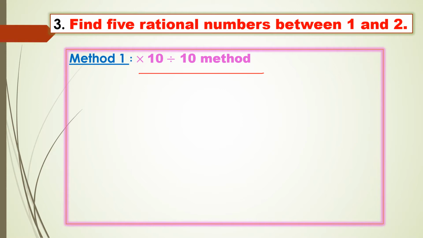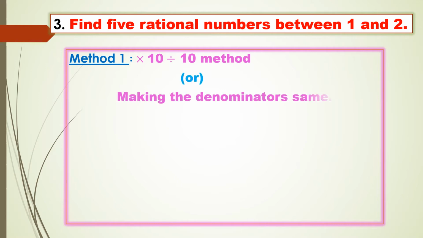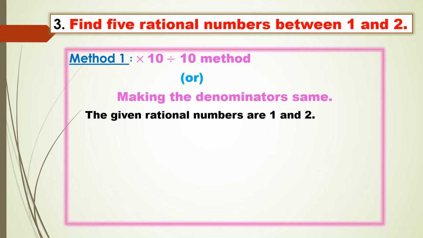You can take any number. Suppose I can take here 1 by 6, 2 by 6. I can take this denominator same like this also, and I can write the rational numbers in between them, right? So here is your next step, the making the denominator same method. Here I am using the multiply by 10 and divide by 10 method.